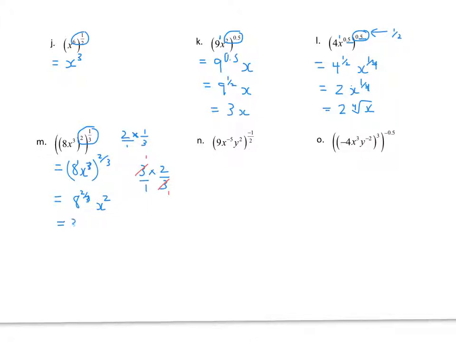Okay, so now we've got the cube root of 8 all to the exponent of 2, and then we have x squared. Cube root of 8 is 2. 2 to the 2 is a 4, and then we have our x squared here. Almost done. Last part here.